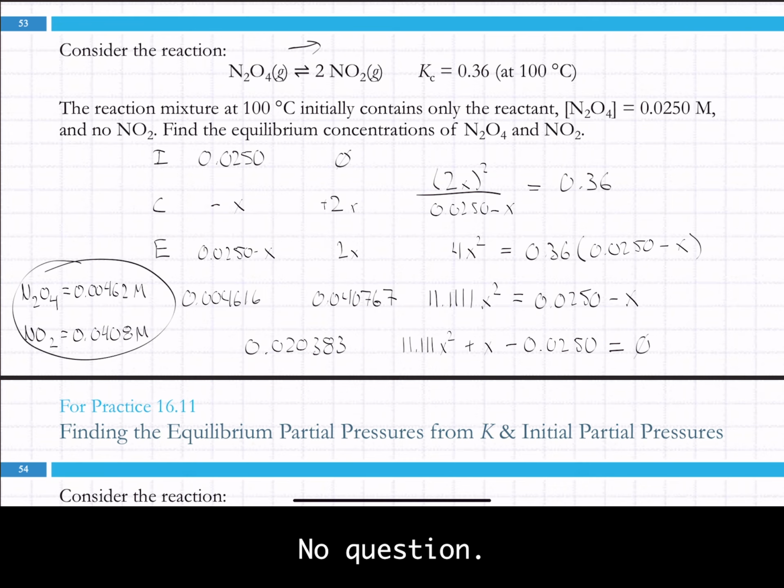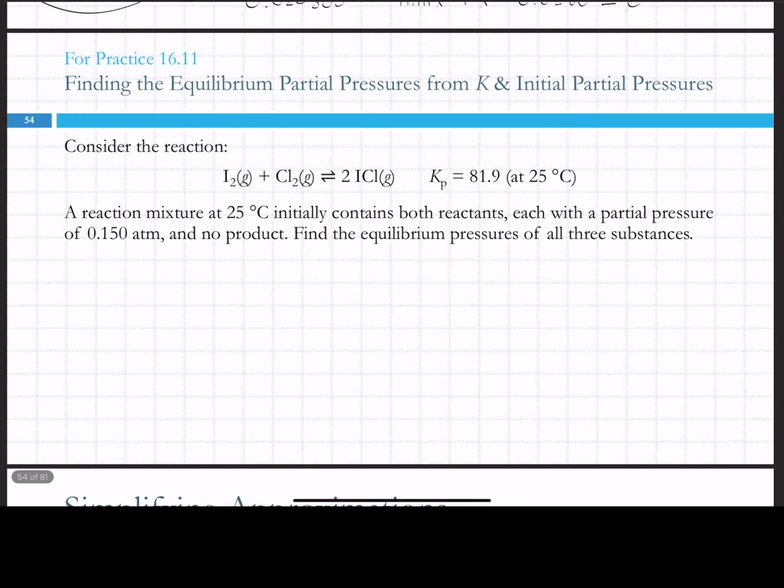No question. Okay. No questions makes me nervous. So we can do these because we can do my brain is running real slow today.